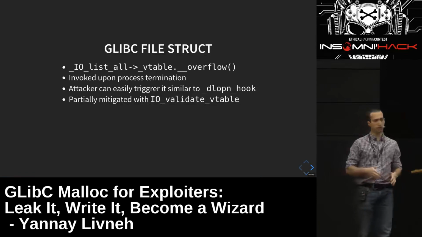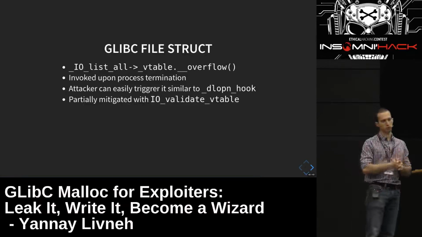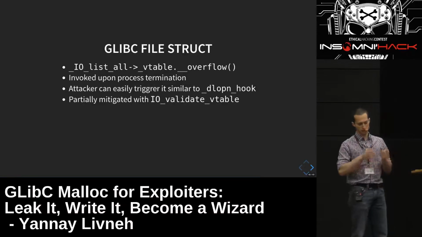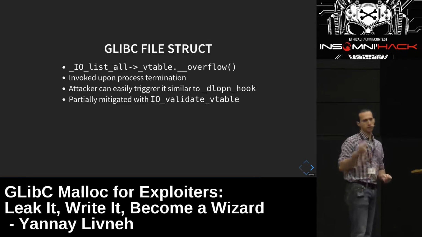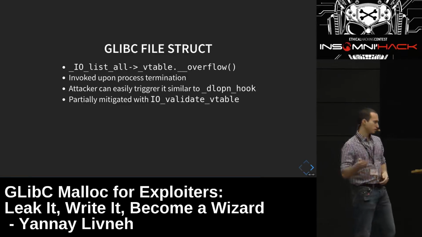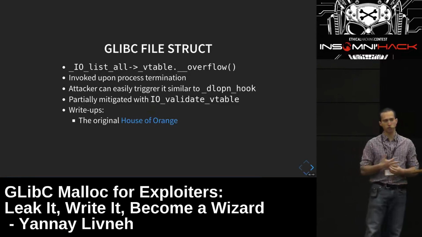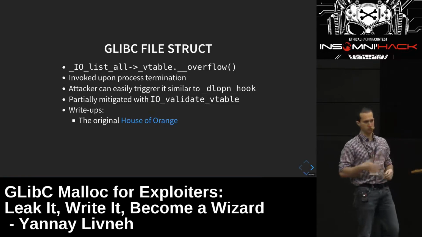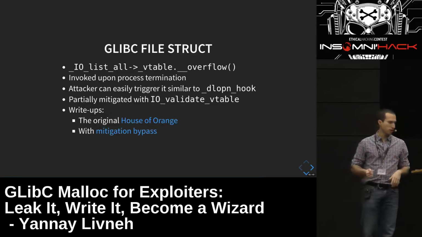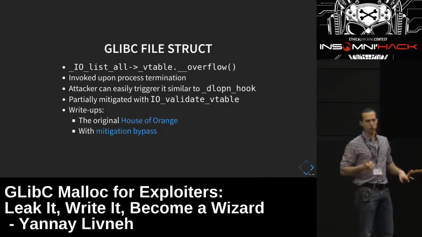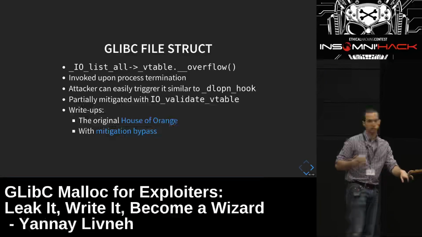It was partially mitigated with a function called IO validate vtable, which checks that the vtable pointer points to a section designated only for virtual tables, but it's not enough because there are plenty of functions there and you can bypass it quite easily. You can read the original House of Orange write-up to see how it was in GLibC 2.23, and in GLibC 2.24 with the mitigation. You can see the mitigation bypass in the 300 challenge from the last CCC.